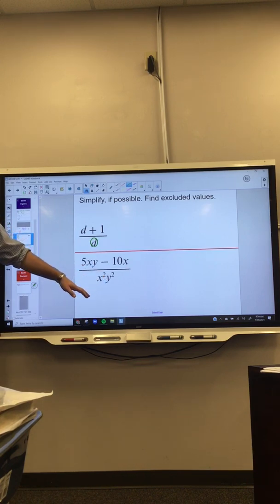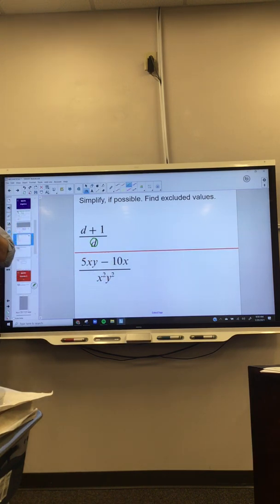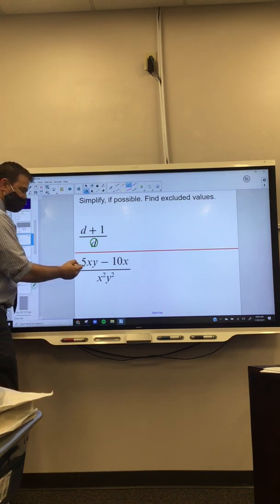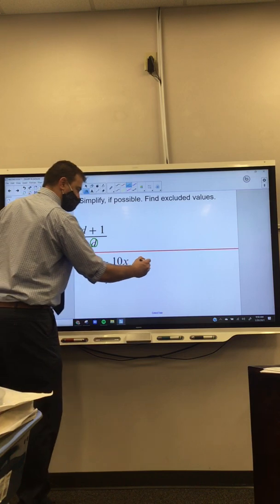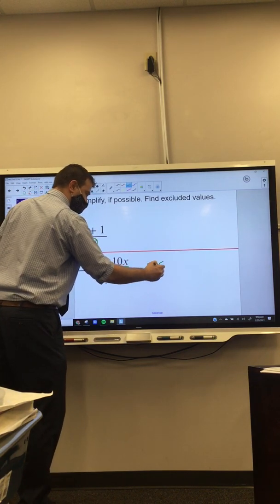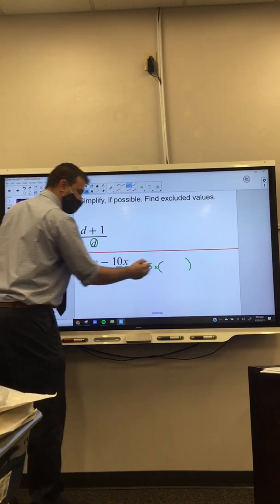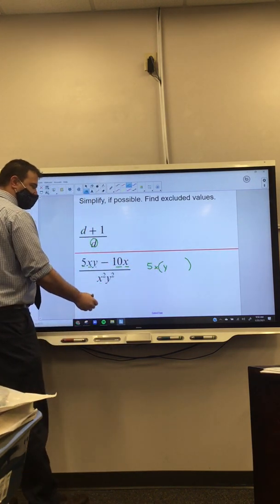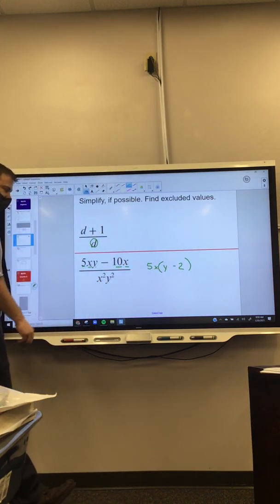But if I see a 5 and a 10 and an x, to me it's starting to signal, hey, maybe we can factor something out. So I know I can pull a 5 out of both of these and I can pull an x out of both of these. So I would change the top and say, let's pull out a 5x. 5x times y gets me this first term. 5x times 2 gets me the second term, and it looks like that.